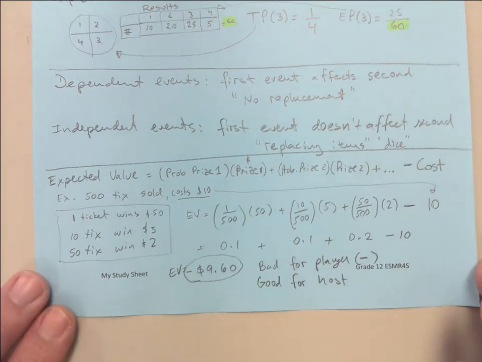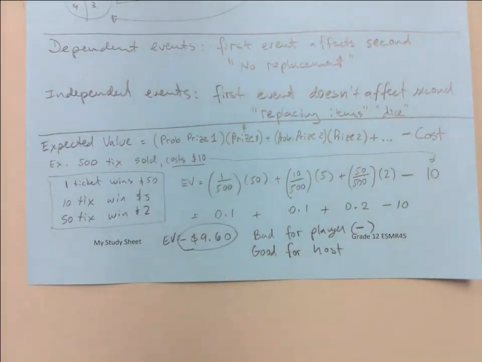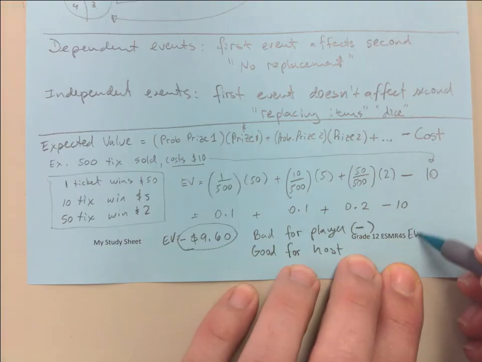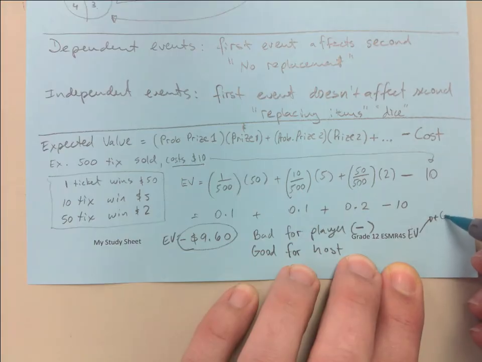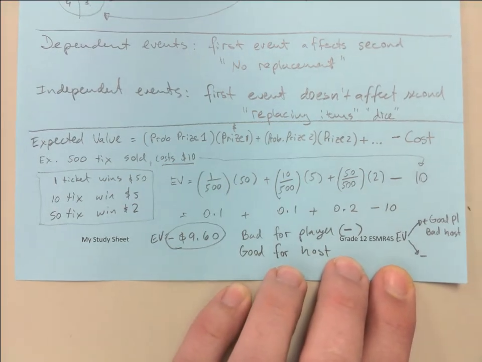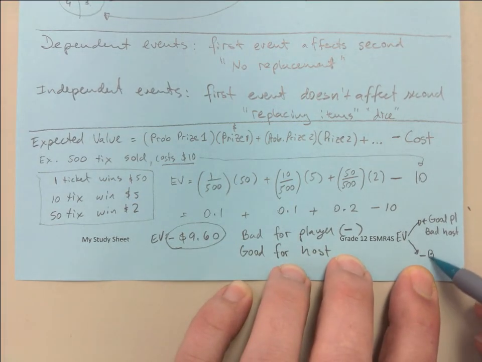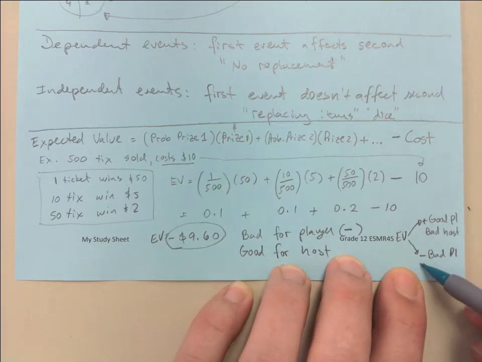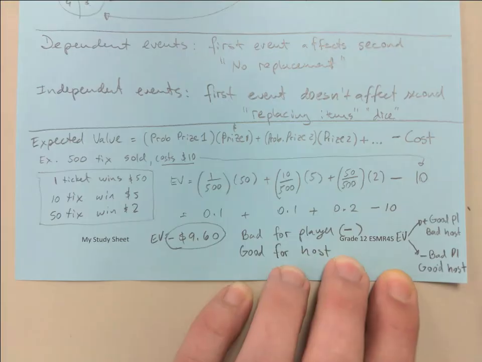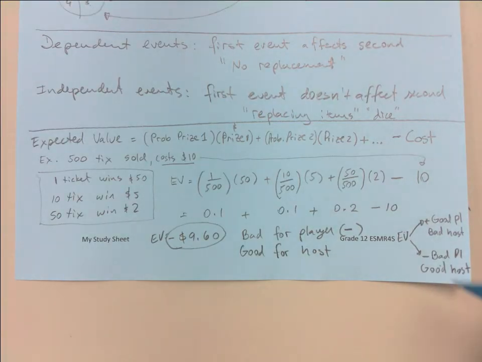Okay, and that gets me to the last part here for expected value. Somewhere on here, you should say to yourself that expected value, if it's positive, good for player, bad for host. If it is negative, can you see that? This is bad for player, good for host. That is definitely.